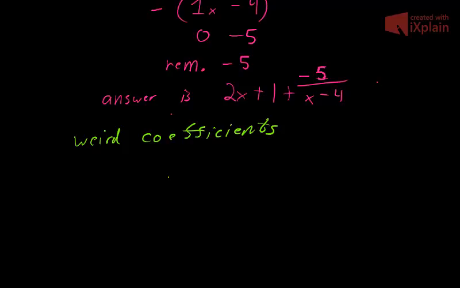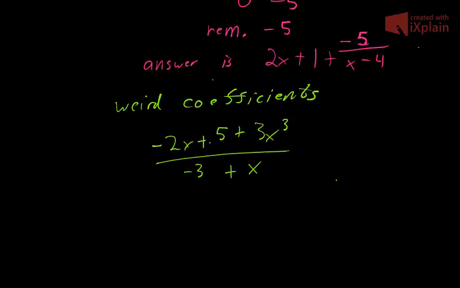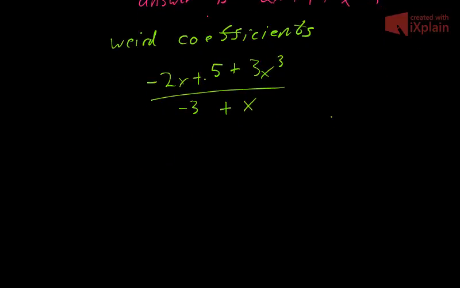If I have negative 2x plus 5 plus 3x cubed divided by negative 3 plus x. There we go. Need to make sure I'm writing it down right. It won't quite work out.